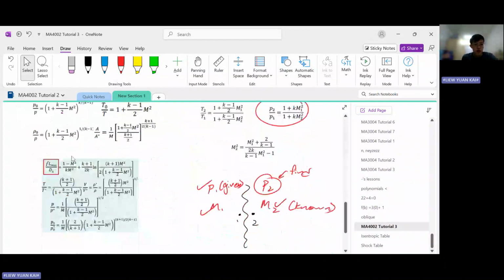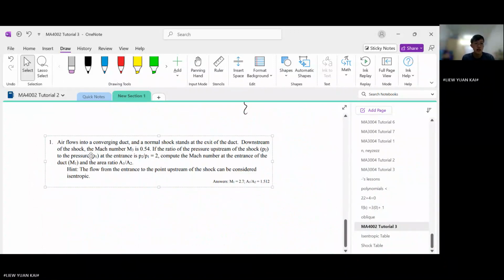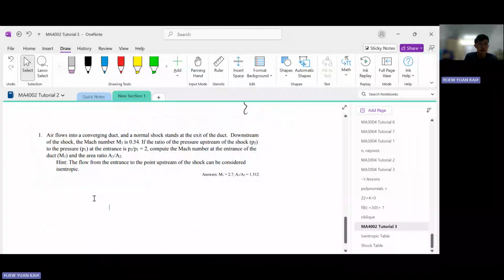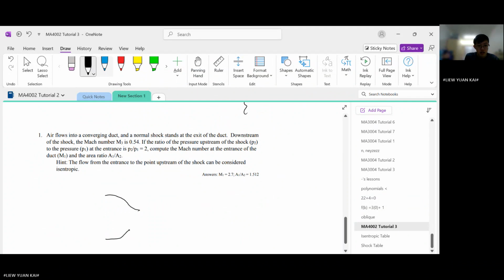Question 1. Air flows through a converging duct. Let's draw out the problem. Air flows through a converging duct, and a normal shock stands at the exit of the duct. So we have a shock here, and we label the upstream and downstream points of the shock. Downstream of the shock, we have the Mach number M3. This point is labeled as 3, and the Mach number is 0.54.